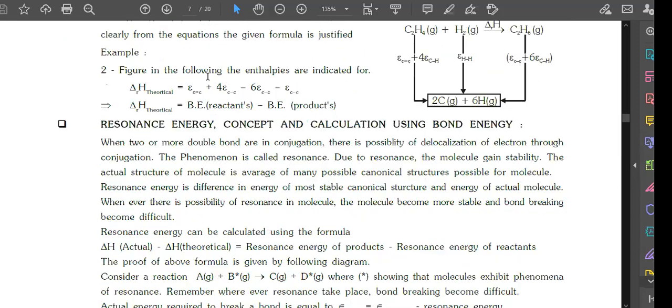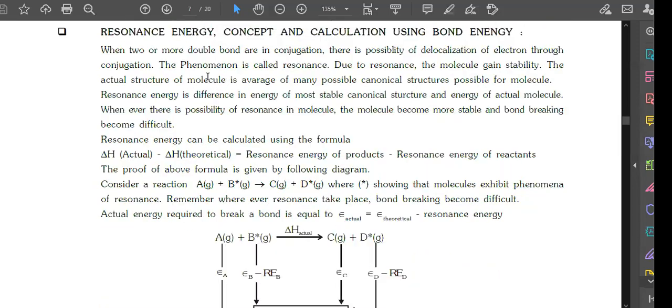Now, I hope all of you know what is resonance. All of you remember what is resonance. Tell me, is there anyone who doesn't remember what is resonance? Except Akshay? Everyone remembers, right?